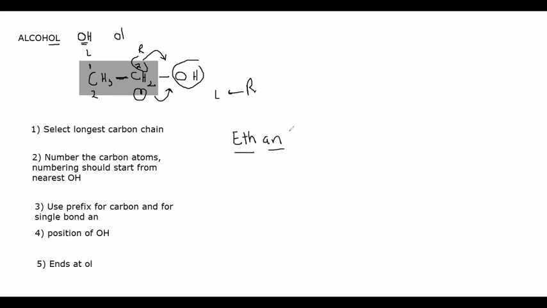What is the position of OH? OH is attached to the first carbon, so we'll say 1, and then the name should end in OL, so it is ethane 1-ol, or whenever it is at the first position, you can say ethanol.